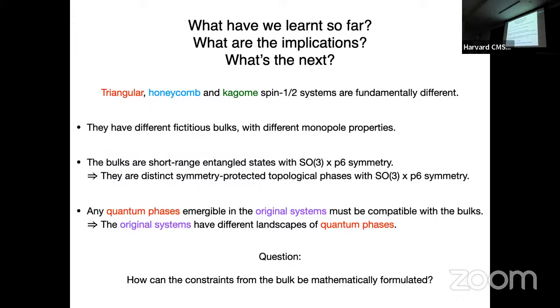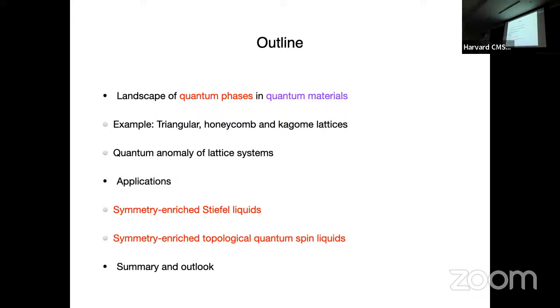What we have just seen from these examples of triangular lattice, polygon lattice, and kagome lattice spin one half systems is that some quantum systems, although they may have the same symmetry group, are still fundamentally different in terms of symmetries. Now I want to summarize this example into a more general framework based on quantum anomaly.